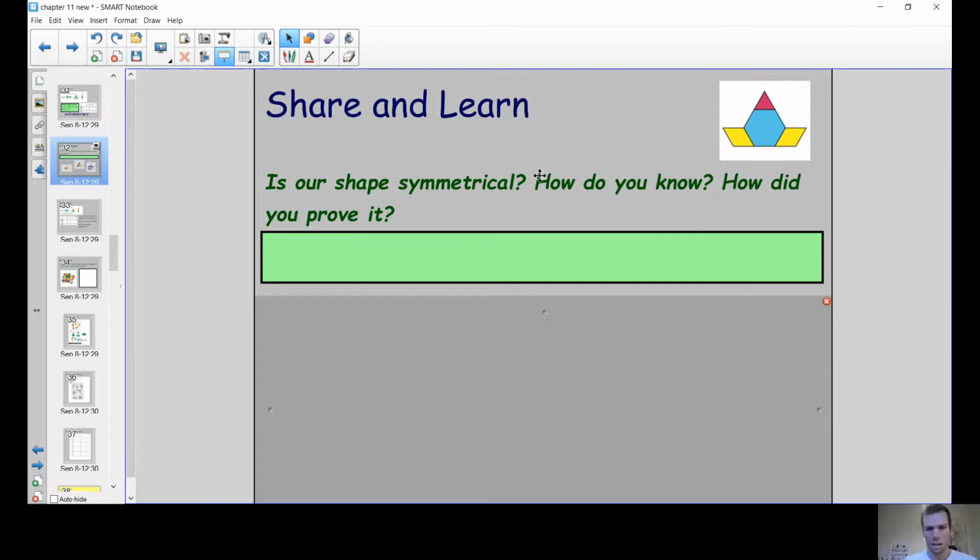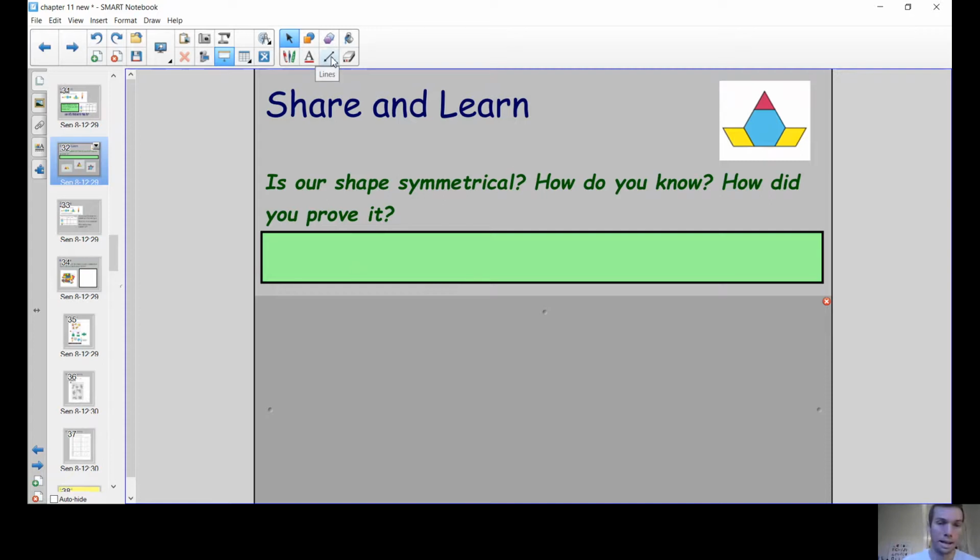Okay, so let's get back to our first figure. I've got it up here on the screen, and what you might want to do is ask mum or dad to print something like this out, or to draw you something that looks like this so that you can figure out today by folding. That's what I'm doing here at home. I've made some of these shapes out of paper to try and fold them myself. So is our shape symmetrical? Yes or no? How do you know? How did you prove it?